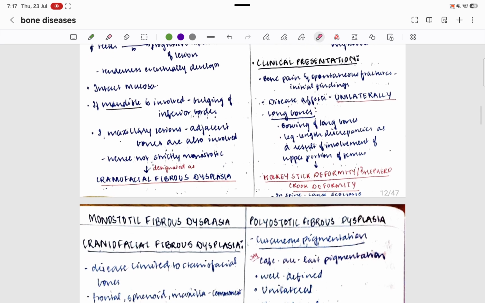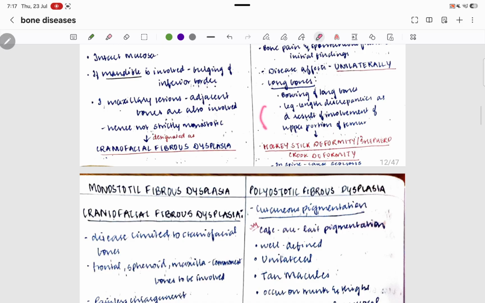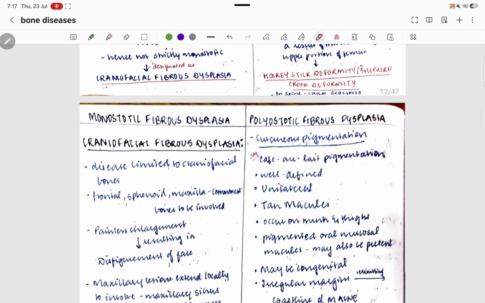Long bones are bowing, and leg length discrepancy is seen as a result of involvement of the upper portion of the femur. This leads to a deformity known as Shepherd's crook deformity or hockey stick deformity.